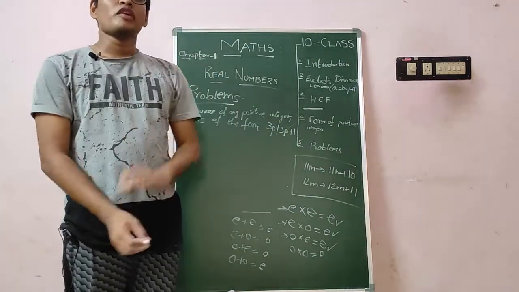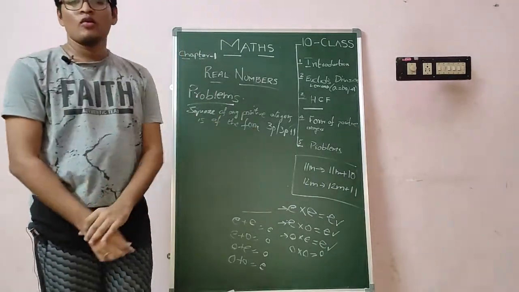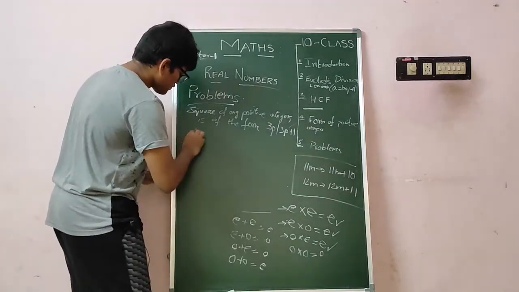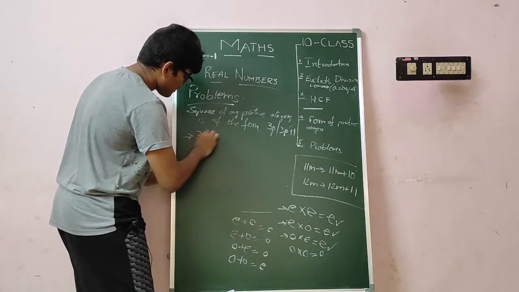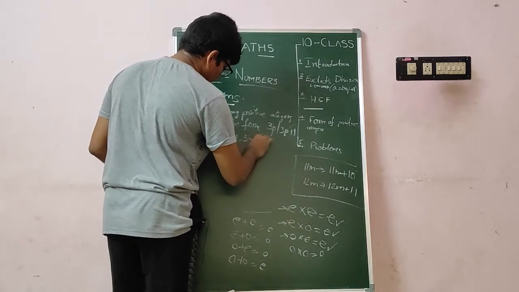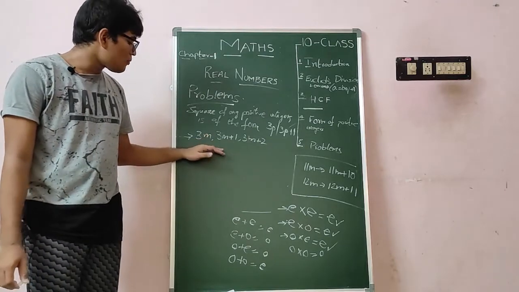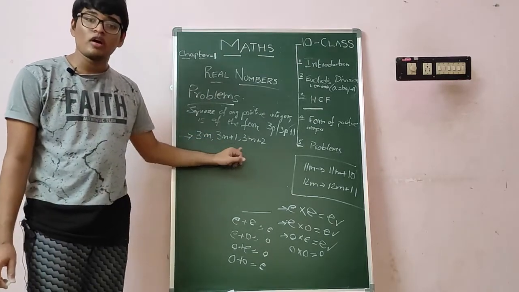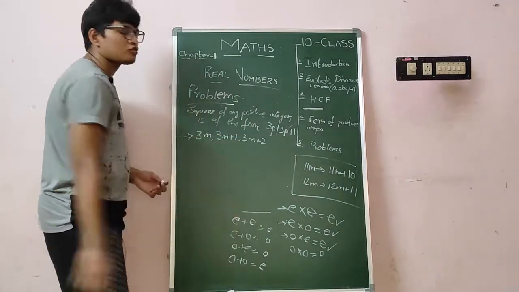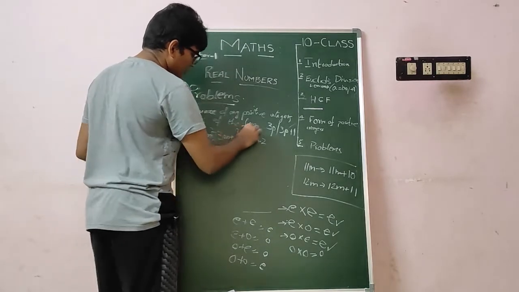To do this, we need to know the form of numbers in terms of 3. We have learned it before. Any number in terms of 3 is in the form of 3m, 3m plus 1 and 3m plus 2. This is the first step. You need to write that any number is in the form of 3m, 3m plus 1 or 3m plus 2. So he asked for the square of any positive integer, so we need to find the square of these three numbers.